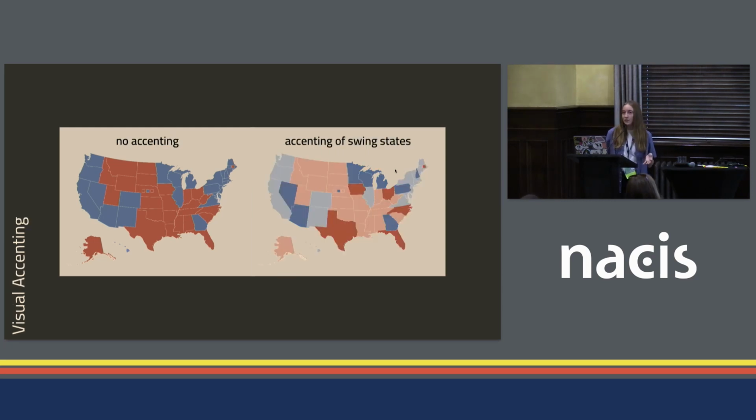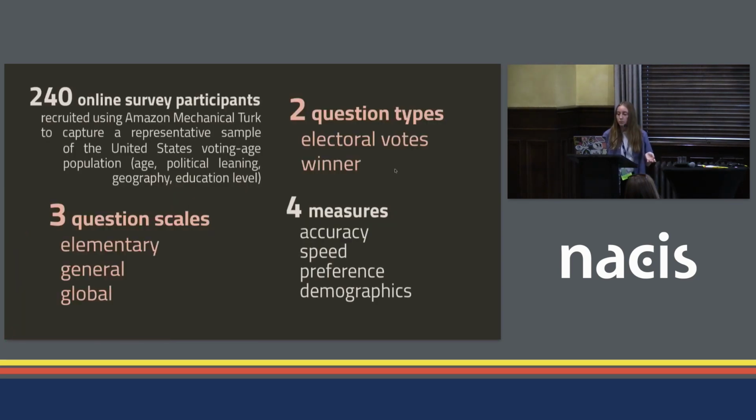And then I also wanted to test visual accenting in the context of swing states. It can sometimes be overwhelming to look at the results for 50 states, and there's been some work in academia about using accenting to highlight only certain states or things for a particular reason, and one might be swing states because those are most likely to be the states to watch on election night.